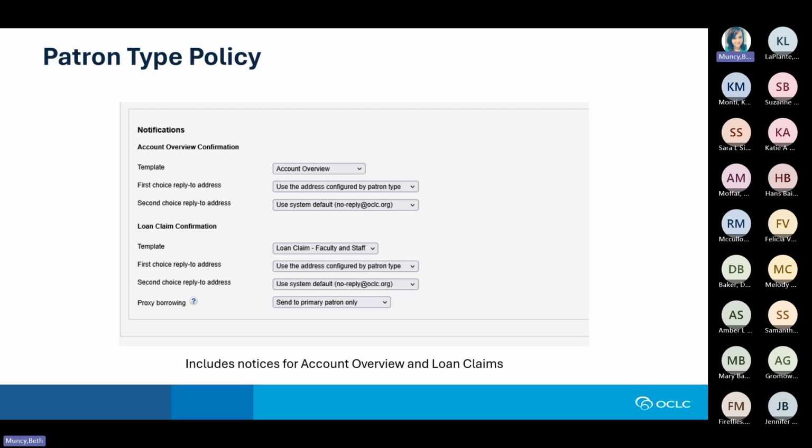Now, we didn't talk about proxy borrowing, but the system does allow for you to be able to create a proxy, so a student proxy for a faculty member that can check items out on their behalf. And then you can include different notifications related to proxy borrowing as well when those items get updated. This is not a very, very popular policy or workflow for proxy users, but if that's something you're interested in, we can talk about it.